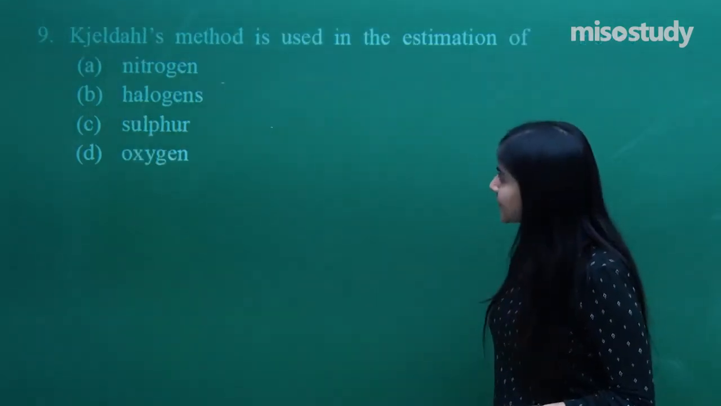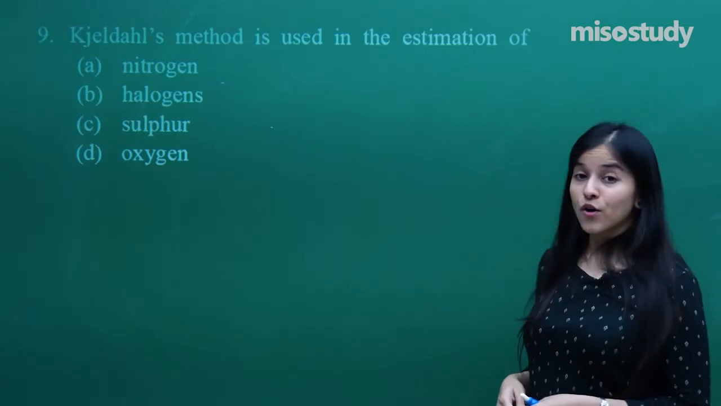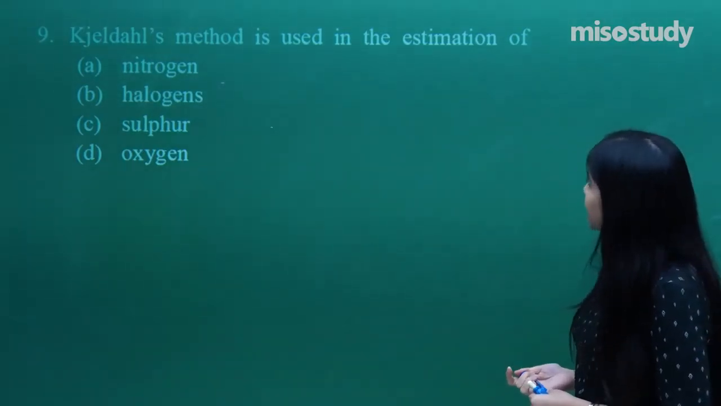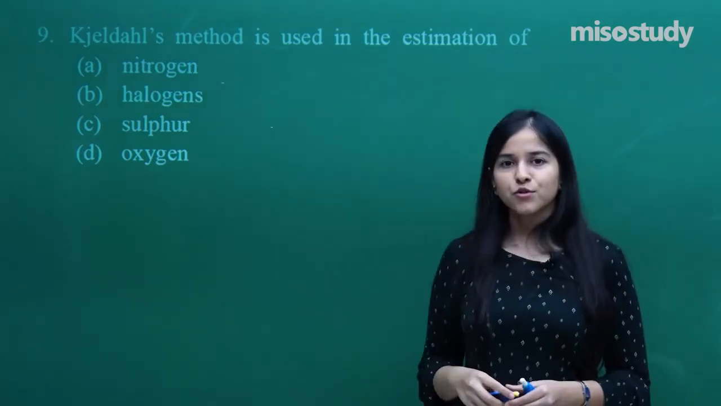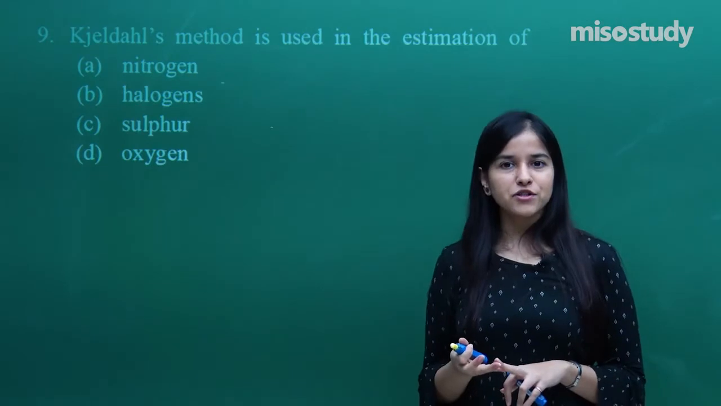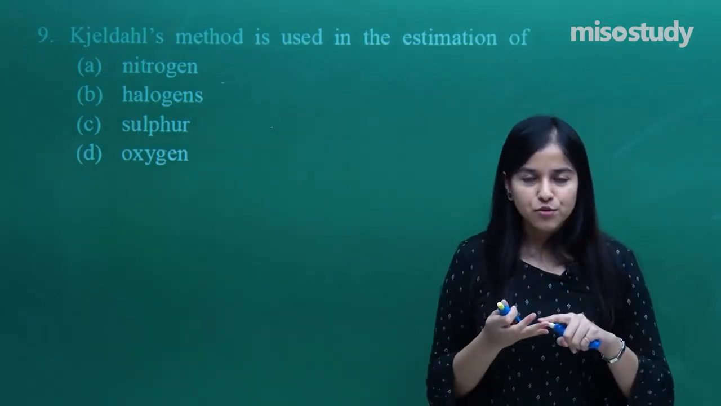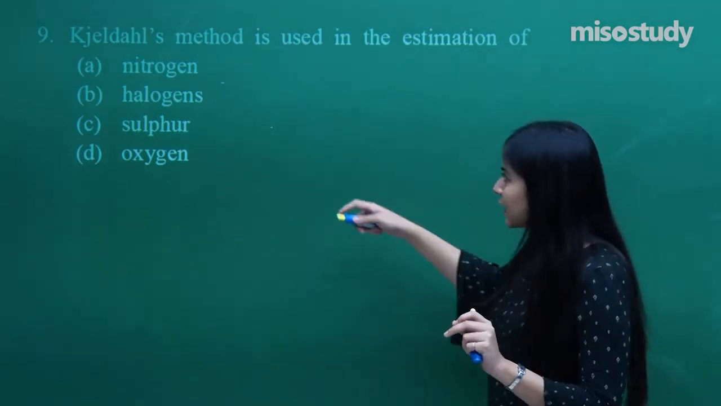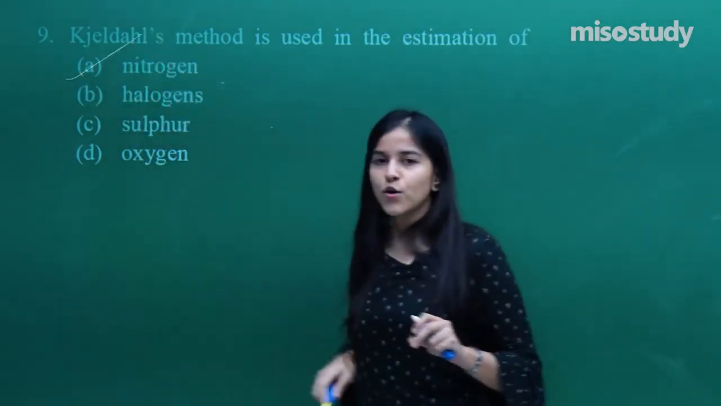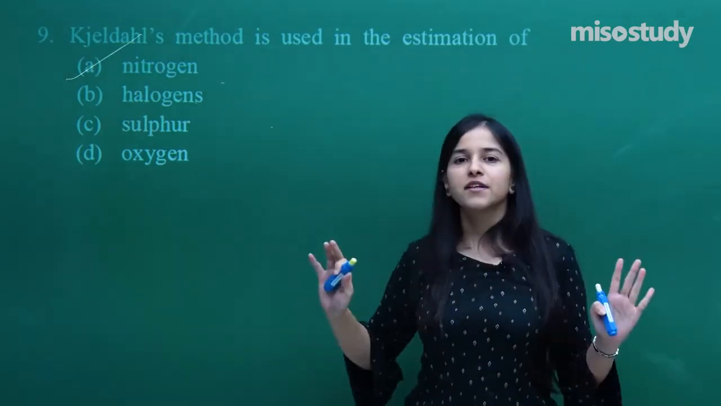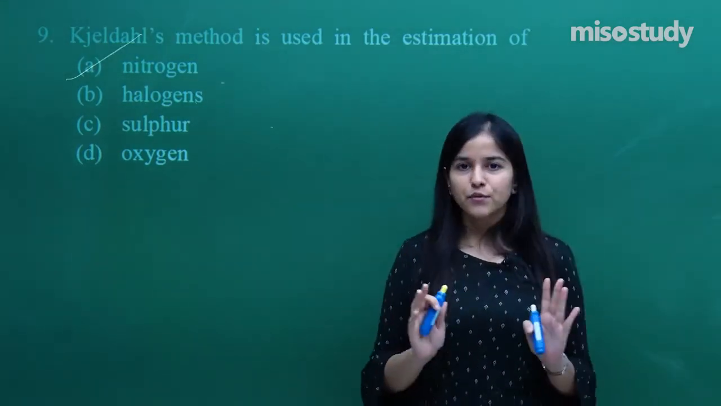Now the second last question, what do we have of Kjeldahl's method? So Kjeldahl's method is used in the estimation of, so it's very simple. There are only two methods for the estimation of nitrogen, one is Dumas, the other is Kjeldahl's. So I hope everybody remembers that and we easily get option A as the right one. Clear? Not halogens, not sulfur, not oxygen. Clear with the idea?